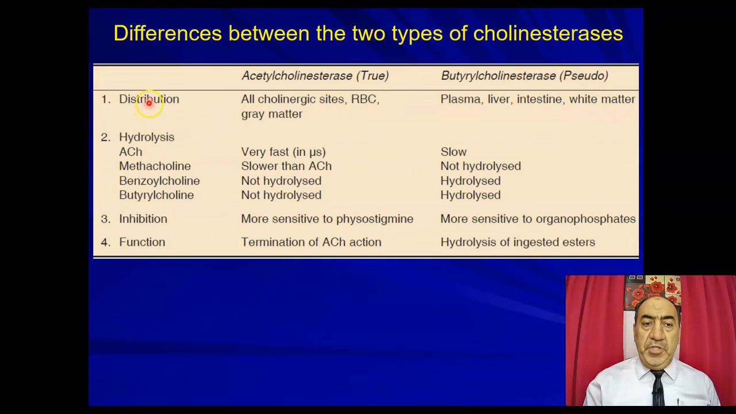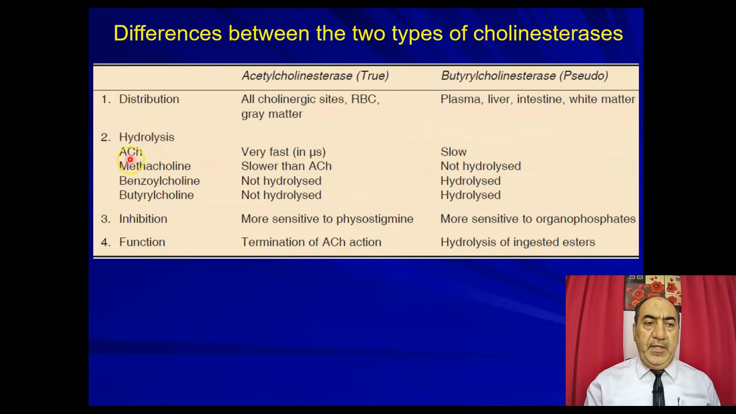With regard to distribution, as we mentioned, acetylcholinesterase is available in all cholinergic sites, to split acetylcholine into choline and acetate, and in RBCs and the gray matter also. Butyrylcholinesterase is present in plasma, liver, intestine, and white matter.